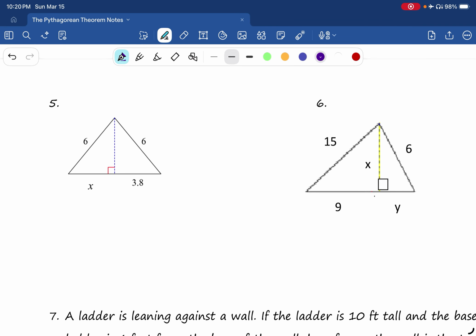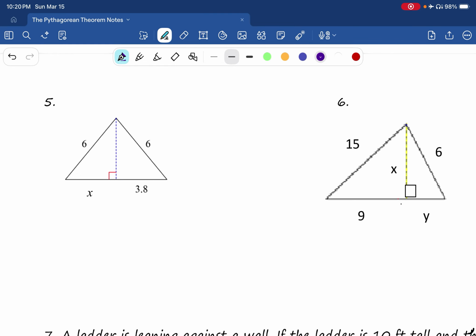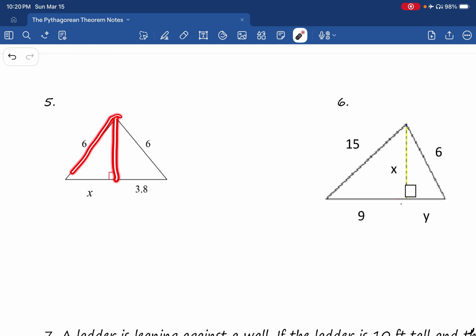Number 5, for this one right here, we need to find x. And x is over here. Do you notice how we have two right triangles? There's a right triangle over here. And if this is a right angle, then this is also a right angle. So we also have a right triangle over here. Now you notice that we don't know the dotted line here. We call that the altitude of the big triangle there.